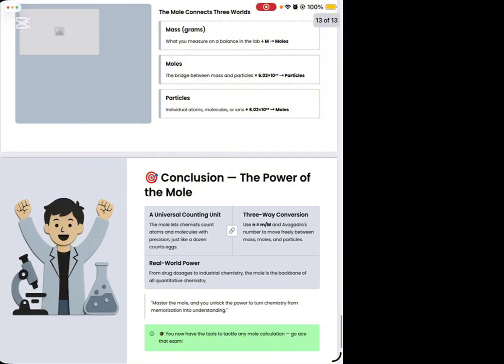Conclusion. In conclusion, the mole is a very important unit in chemistry. It helps us convert between mass, moles, and particles, and is used in real world applications.